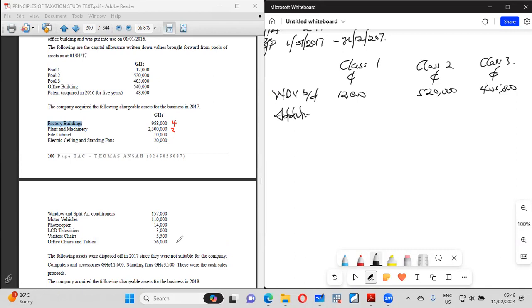I mean, which ones am I adding up to see what the classes of the various things are? It's very, very tricky. You have to be very careful when you are dealing with that kind of thing. A file cabinet is fixtures and fittings. Is that not it? So it is 3, right? Electric ceiling and standing fan. Yeah, that one too is the same thing, 3. Window and split air conditioners. Where will you place that? That one too, the same thing, 3.